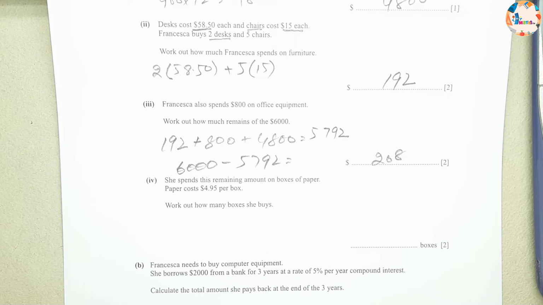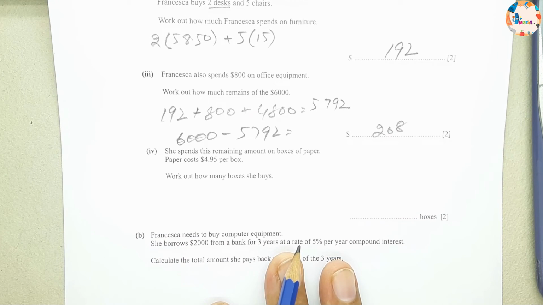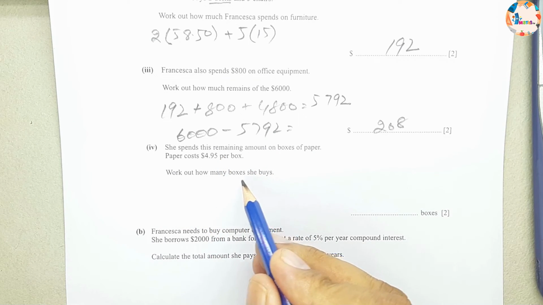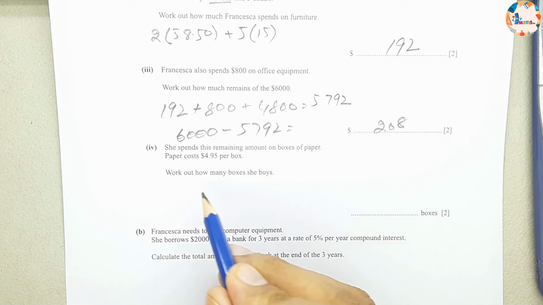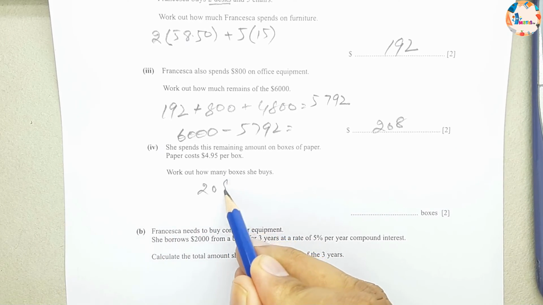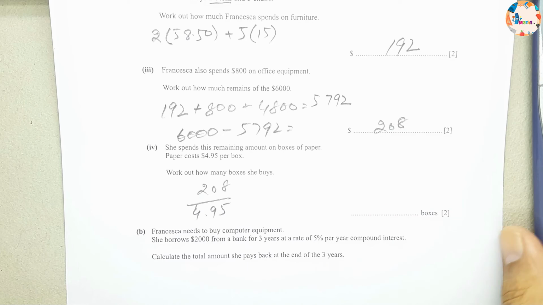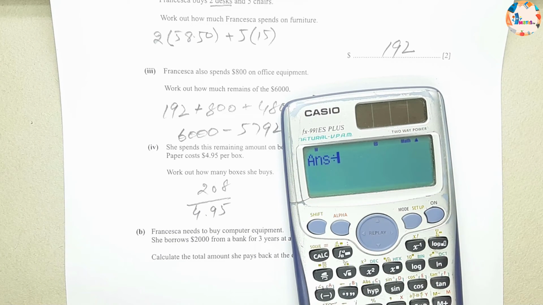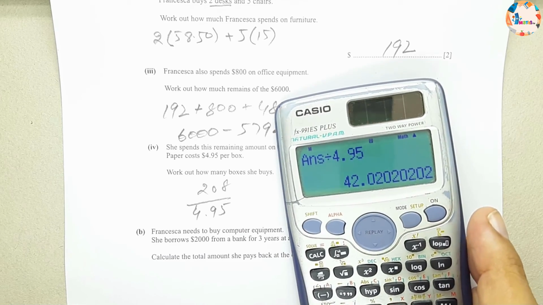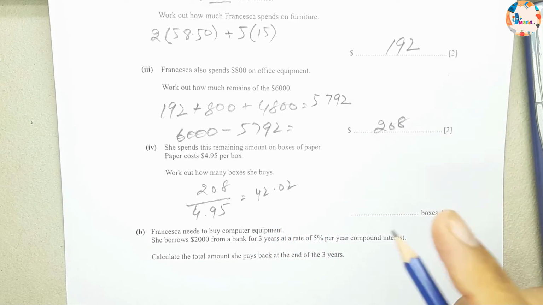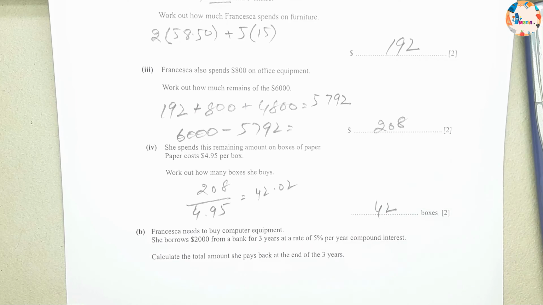She spends this remaining amount on boxes of paper. Paper costs 4.95 per box. So work out how many boxes she buys. So 208 is the remaining amount, and per unit cost is 4.95. So this one divided by 4.95 will be equal to 42.02. So we can write the answer as 42.